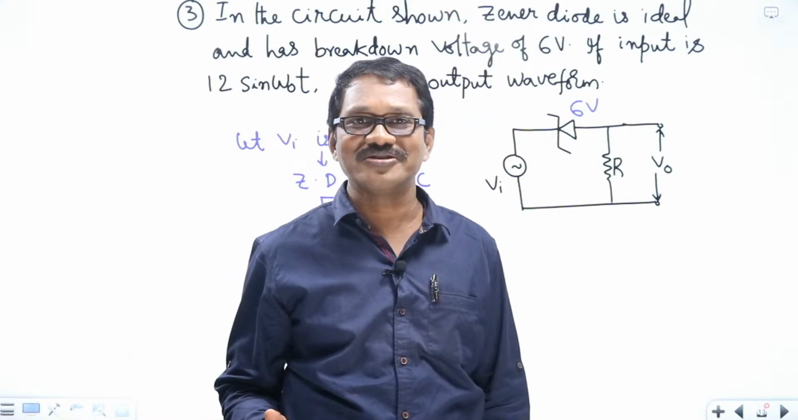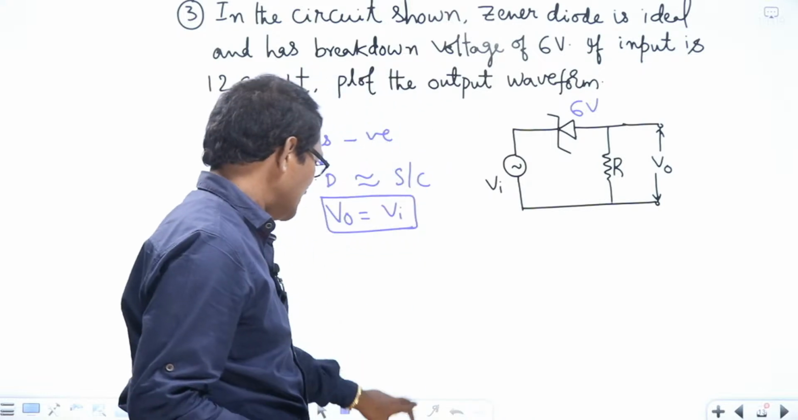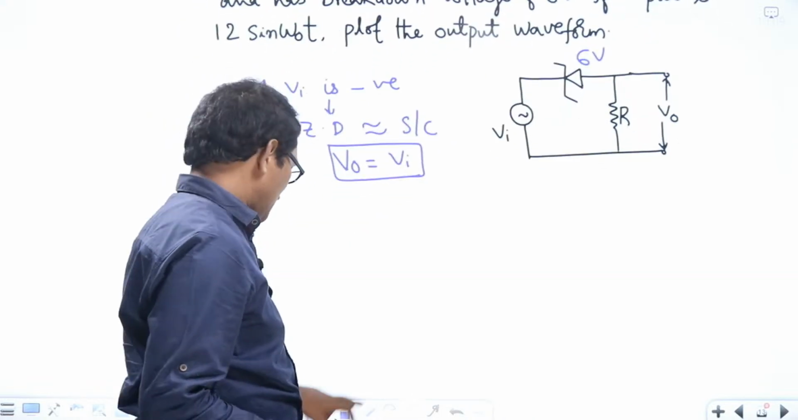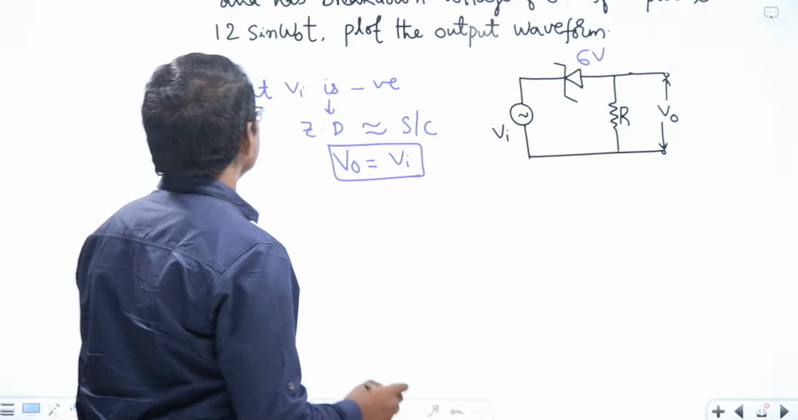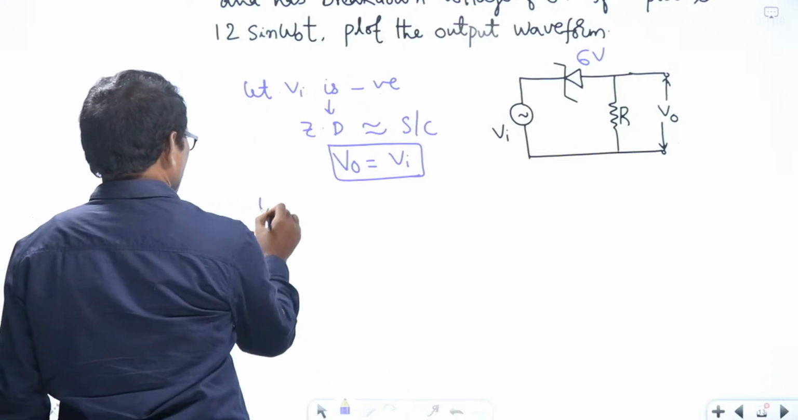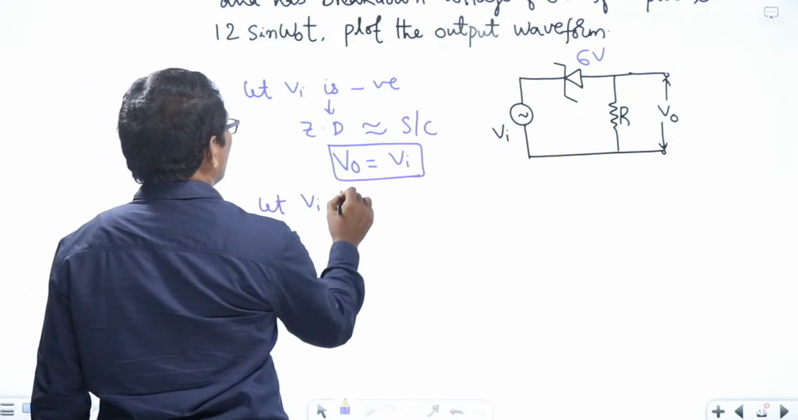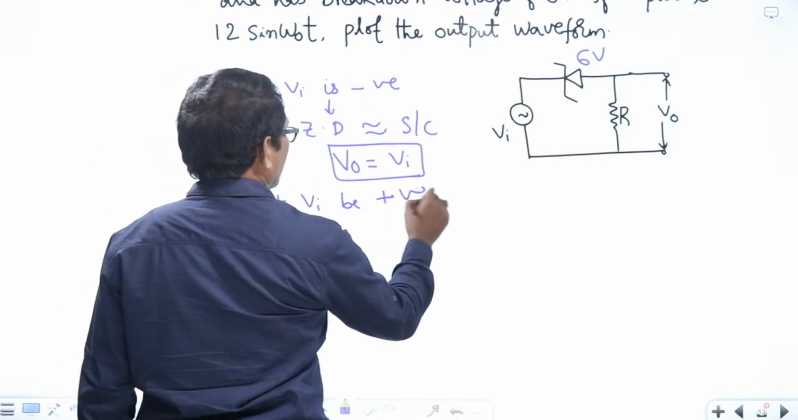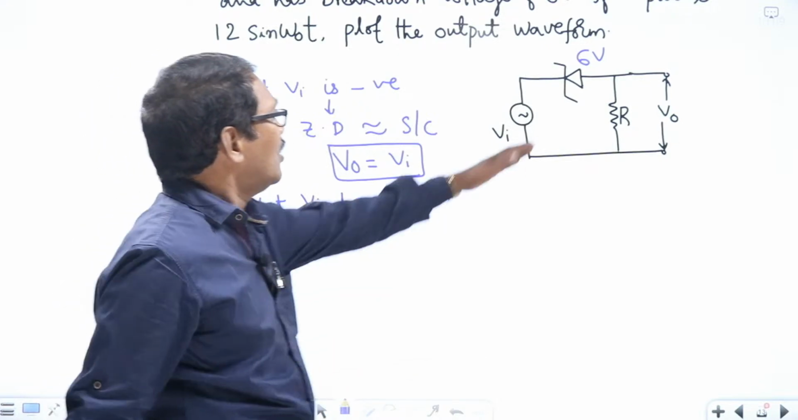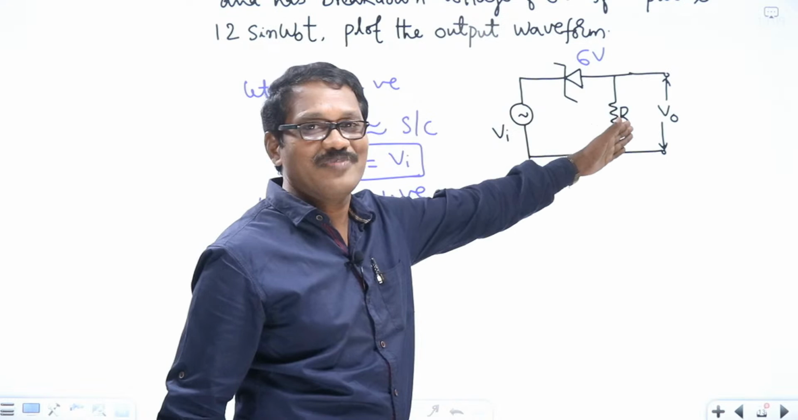The output follows the input variations. That is, the conclusion can be drawn from this. And the second case is, if let VA be positive. VA being positive means the Zener diode is now reverse biased.